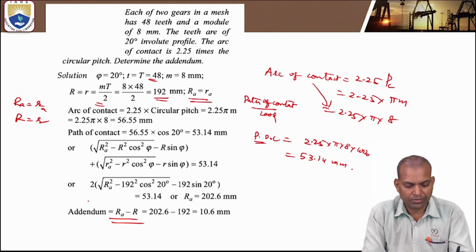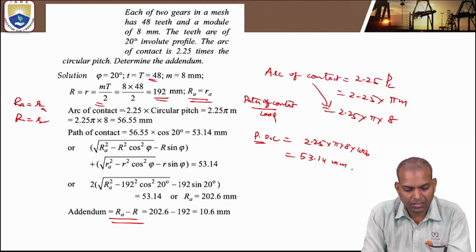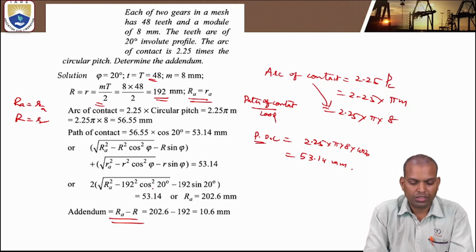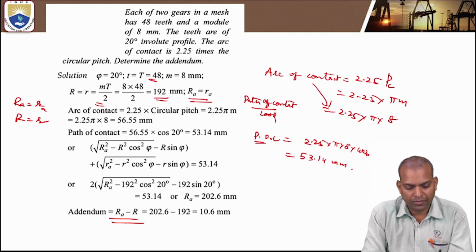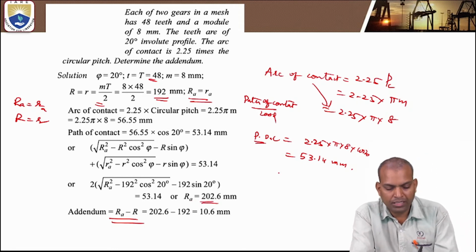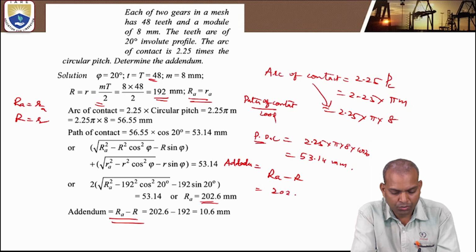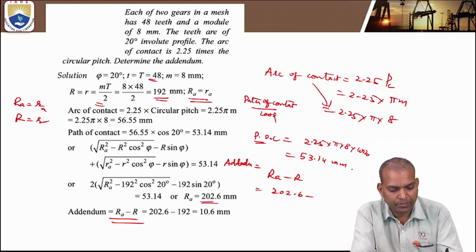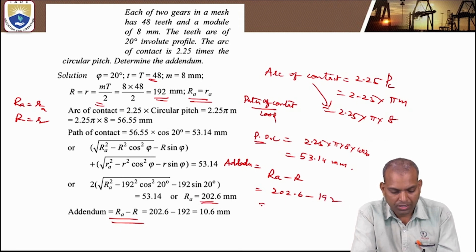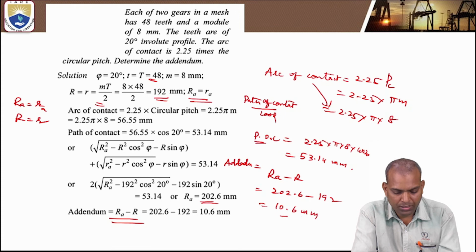Now it becomes 2 times the root of RA square minus R square cos square phi, minus 192 sin 20 degrees, where R obtained here is 192 millimeters and phi is 20 degrees. Finally RA is obtained as 202.6 millimeters. Now the addendum formula is RA minus R. RA is 202.6 minus R. What is that R value here? The radius of the pitch circle, 192. Then it becomes 10.6 millimeters.